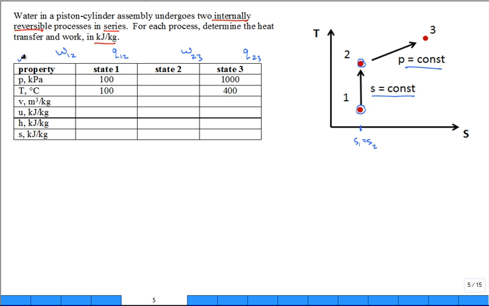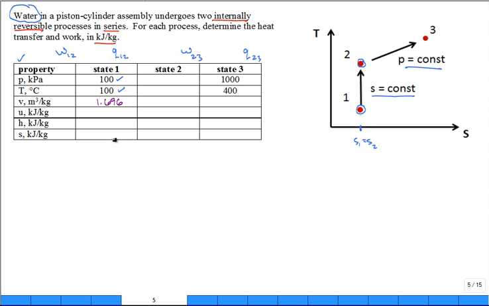They give us a table for our properties: pressure, temperature, volume, internal energy, enthalpy, entropy. So those are our standard properties that help us fix states, right? At state 1, they'd say its pressure is 100 kilopascal, temperature 100 degrees C, and it is water. Do those 2 properties look to be independent? Sure, they're independent. It's just slightly above saturated vapor at 100 degrees C.